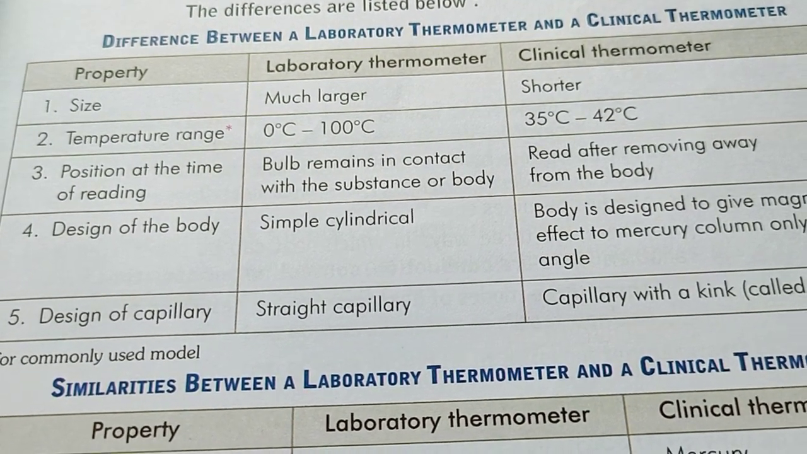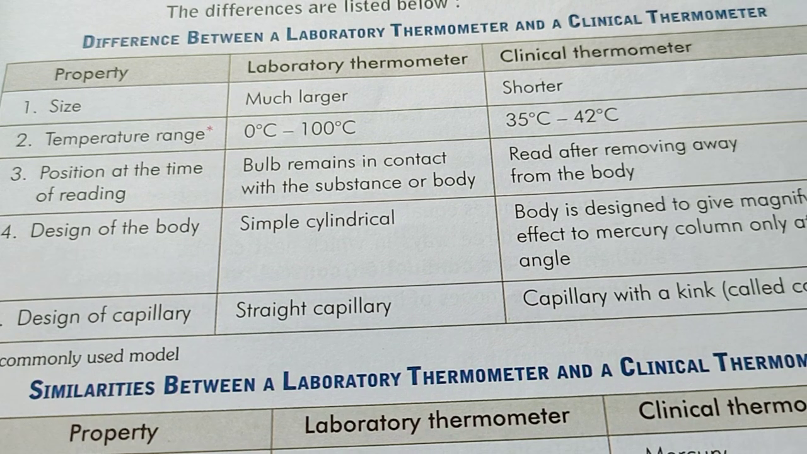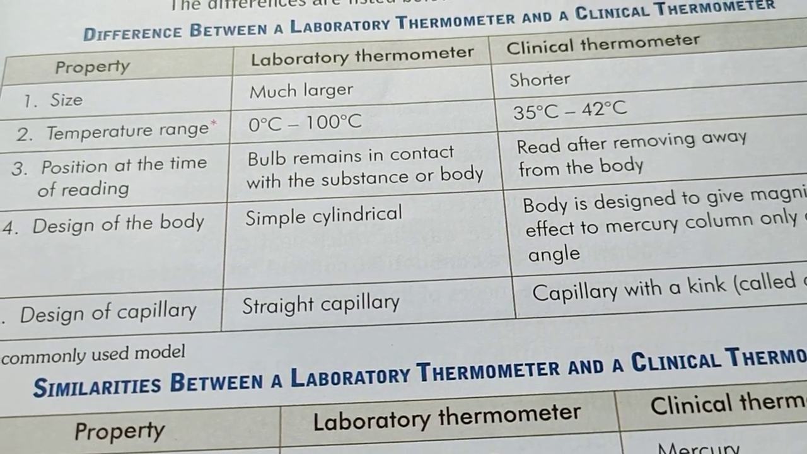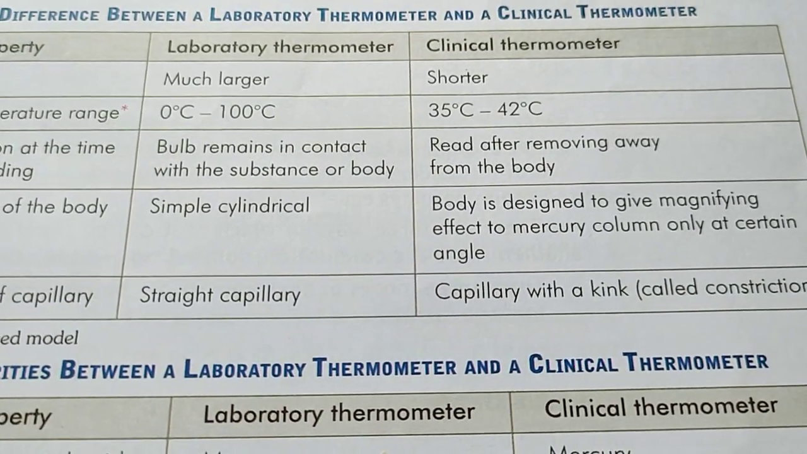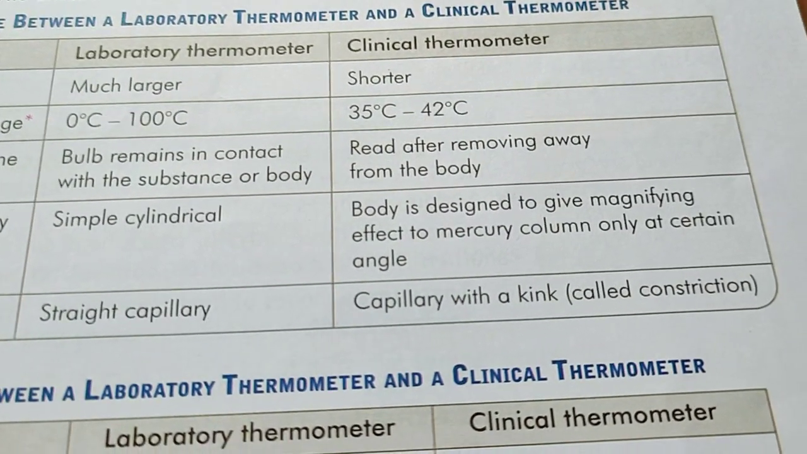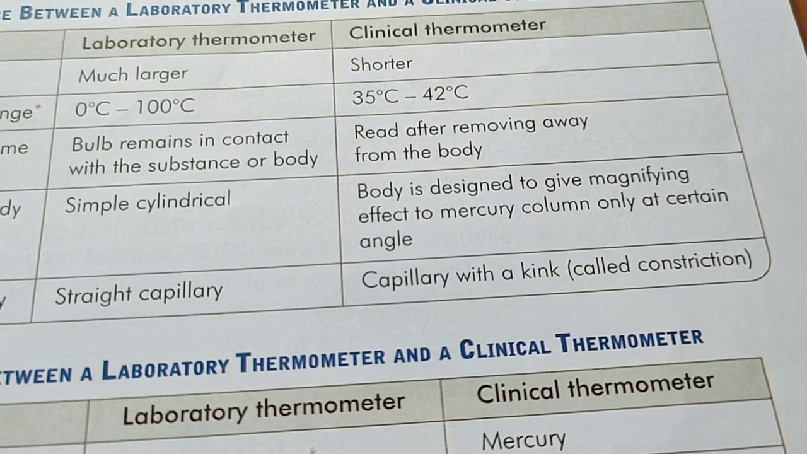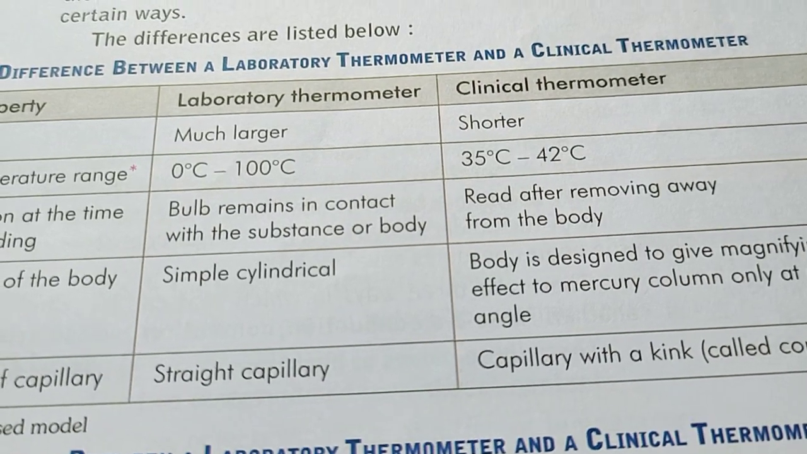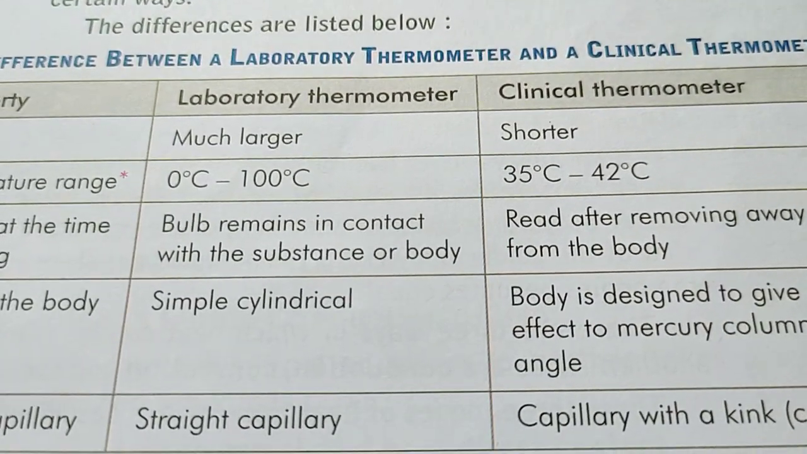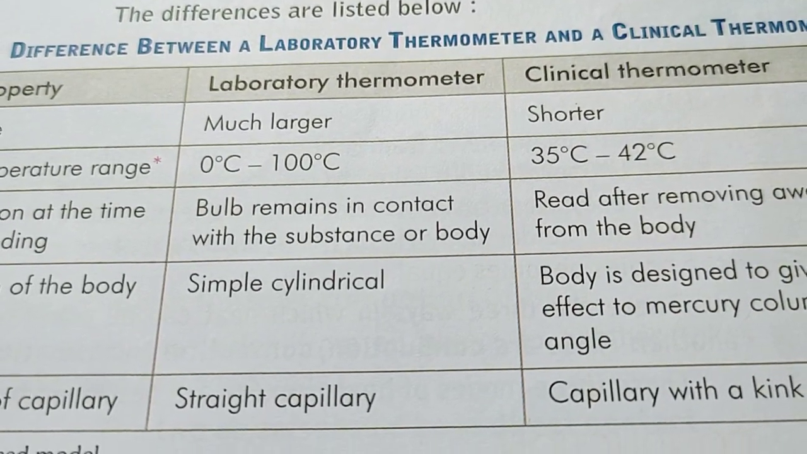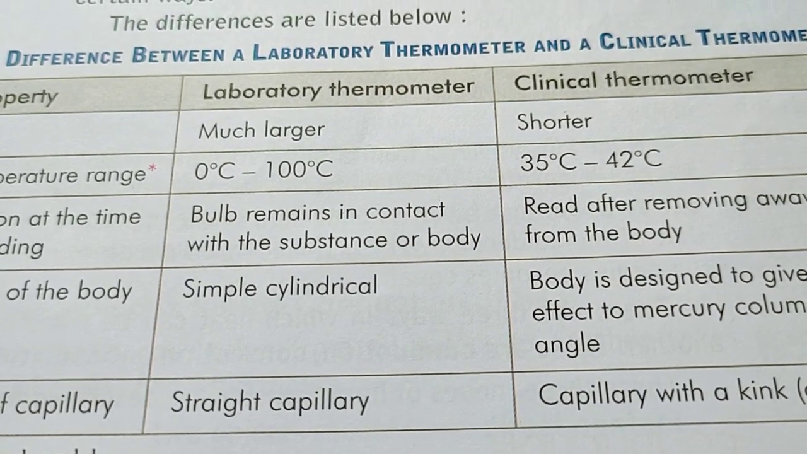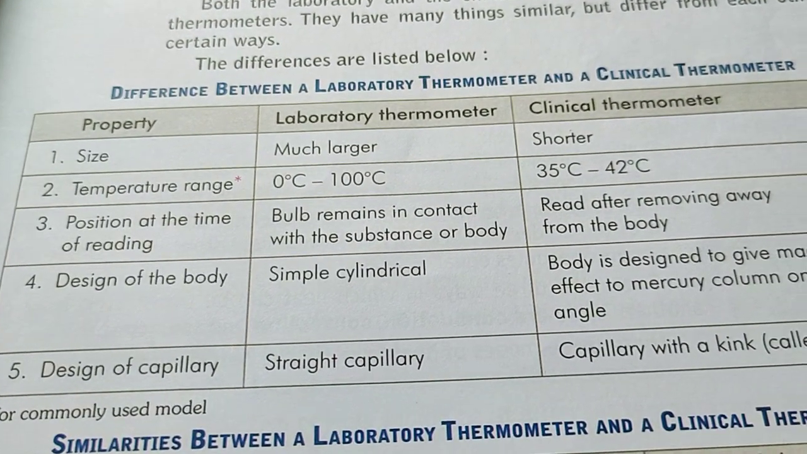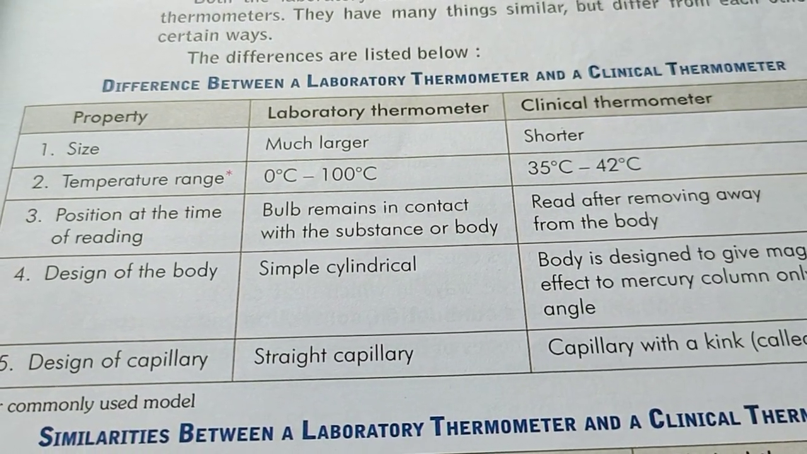In the case of a laboratory thermometer, the capillary tube is straight. It has no kink in it. While in the case of a clinical thermometer, the capillary tube has a kink or constriction near the bulb. It is helpful because we take the reading after removing the thermometer away from the body of the human or animals. So your today's homework is to write and learn these points of difference.